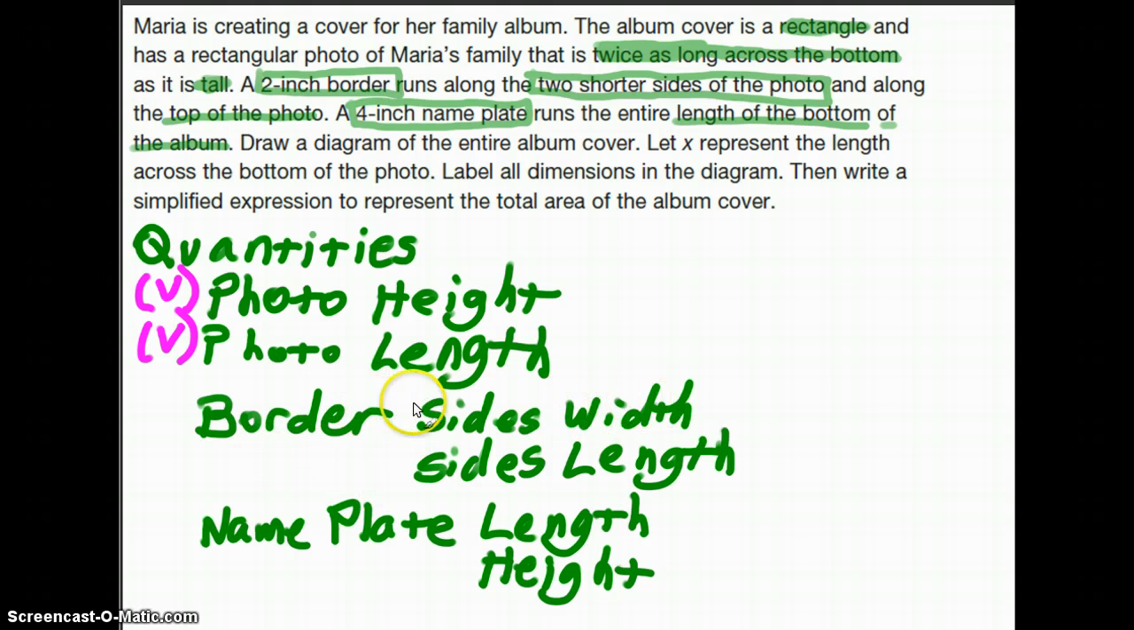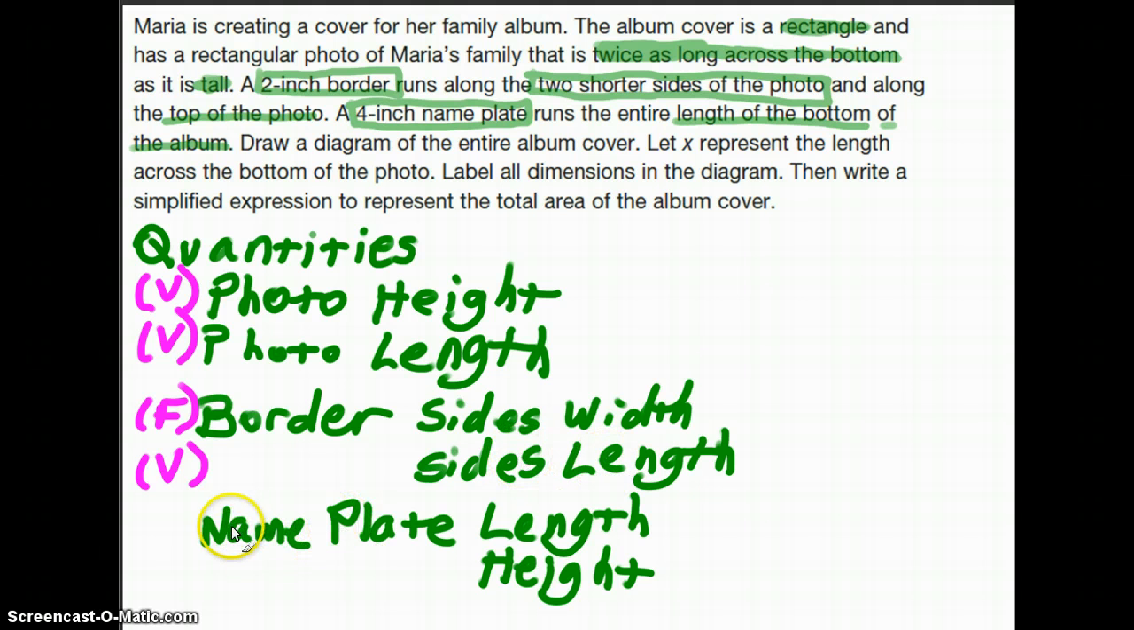Now the border that's going on the sides, we know that the width of the border on the side is actually going to be a fixed quantity, because we know that it's 2 inches wide. But the length that's going to be on the side for the border is a variable, because we don't know how long the sides of the photo are.